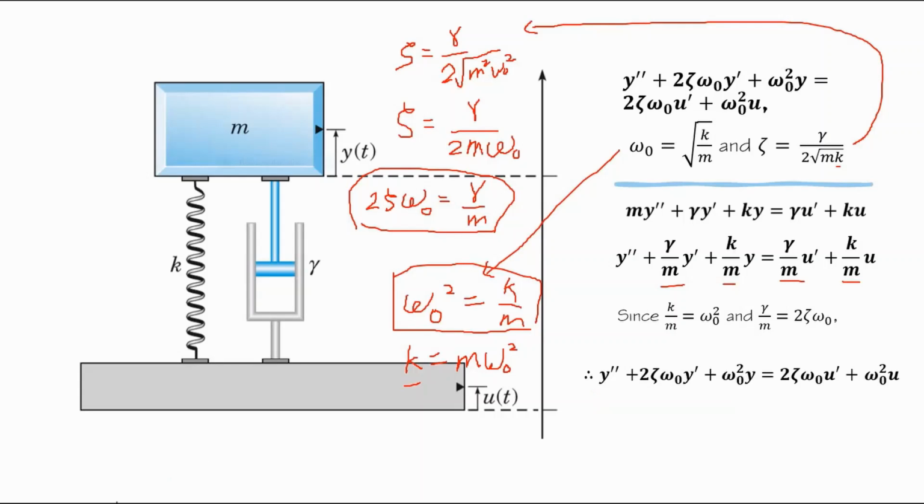And this equation right here is what we are asked to prove, or what we are asked to show. So therefore, we solved problem 1. We show that this is the differential equation for this vibration isolation system. So that's it for question 1.